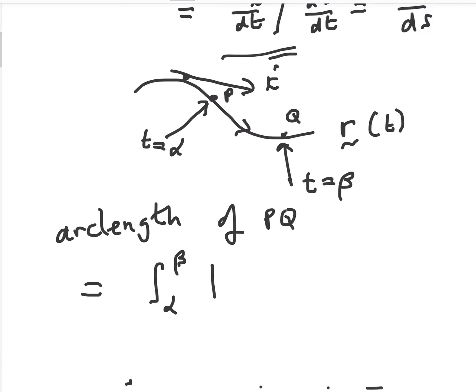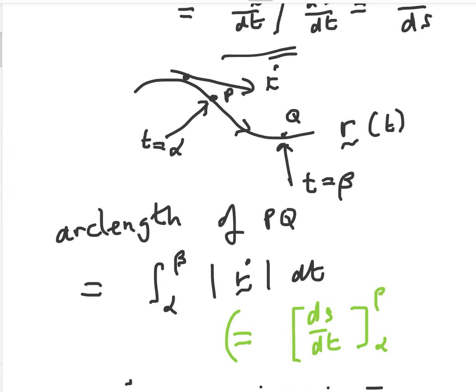The mod of the derivative of the vector r. So it's the mod of the vector r dot dt. That's the arc length. And you notice this is essentially your ds/dt evaluated between alpha and beta. So we might emphasize that this is in fact your ds/dt. ds/dt was the general integral without the alpha and beta. This would be then ds/dt evaluated between lower limit alpha and upper limit beta.